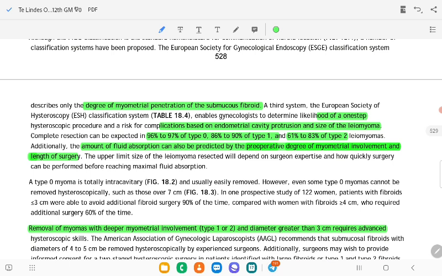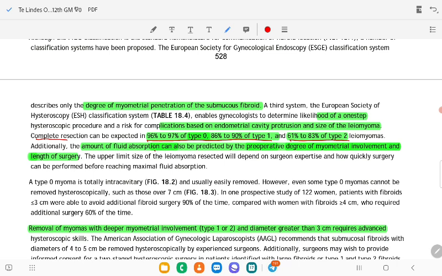ESGE classification: already I told you about endometrial cavity protrusion and size of the leiomyoma. For type 0, the chance of complete resection is 96 to 97%. If it is type 1, less than 50% intramyometrial, the chance of complete resection is 86 to 90%. If it is type 2, 61 to 83%.